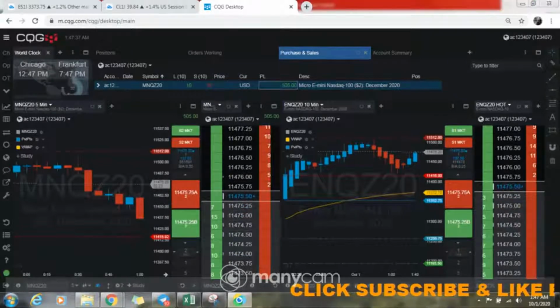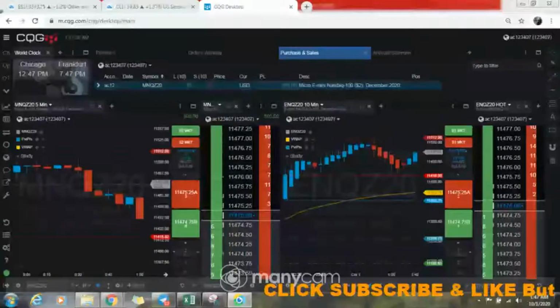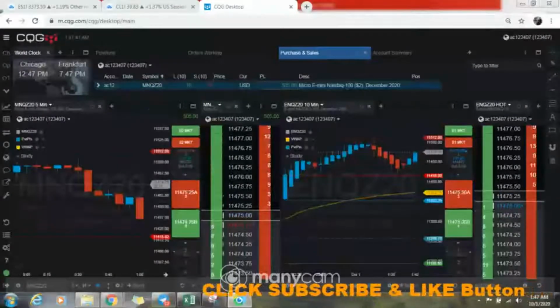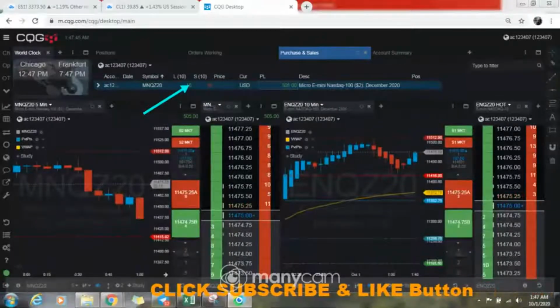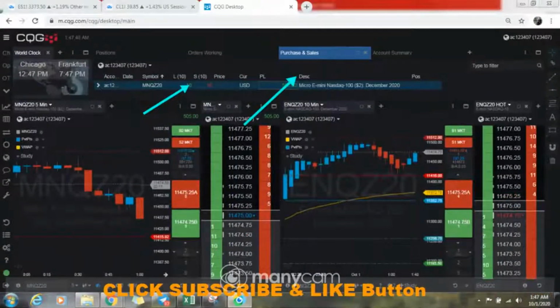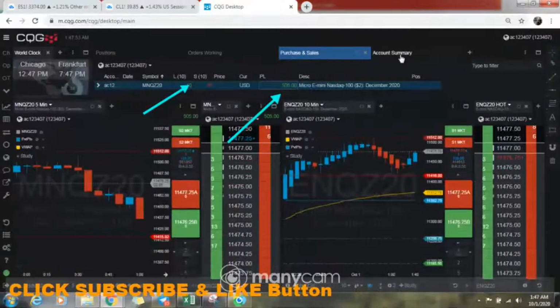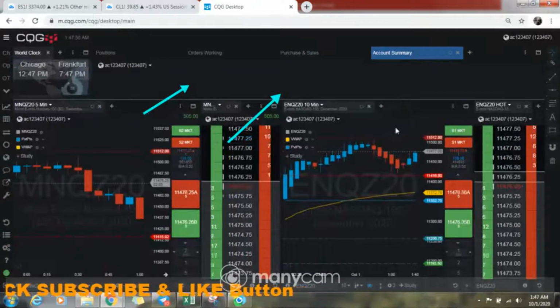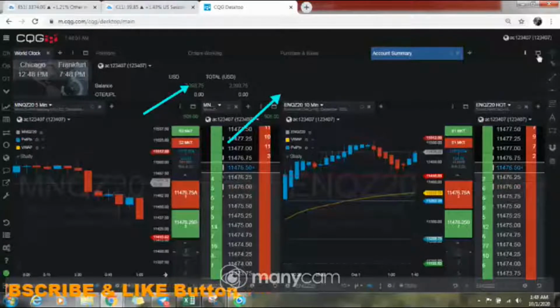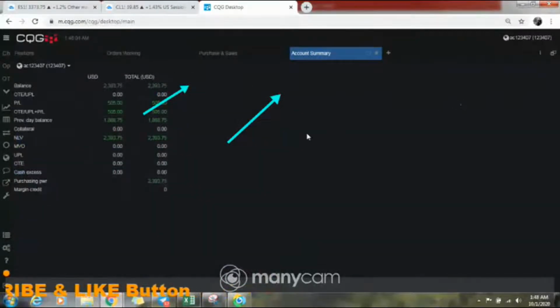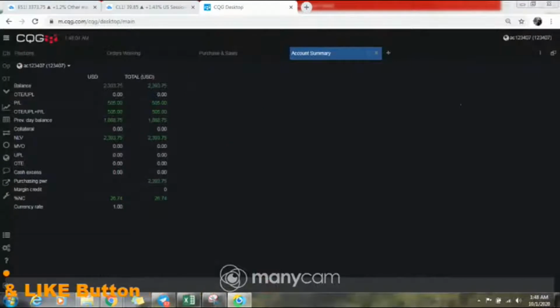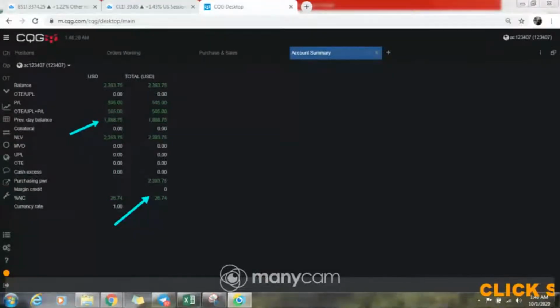So as you can see, this is the 10 lot position size, and the total profit is 505 US dollars. So the return for today should be around 26.74%, which is based on the last equity we have, after the loss of $42 on day one.